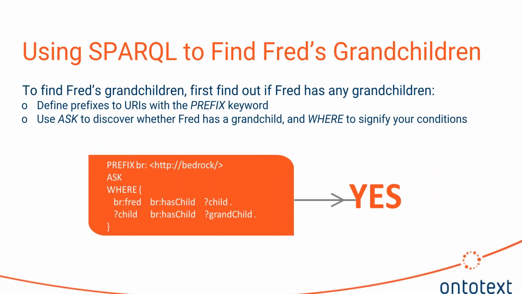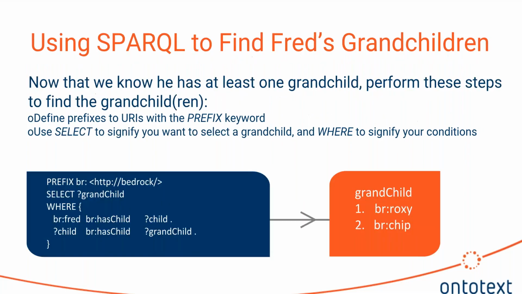Using SPARQL to find Fred's grandchildren. Straightforward, instead of select, we have ask. We're asking for a subject, Fred, which has a child. We don't bind that child because we're not interested in who the child is, so long as it exists. And we're also asking if this child has a child of its own. And we call that a grandchild. Turns out that, yes, Fred does have grandchildren. Fairly young, he's 25 and with grandchildren.